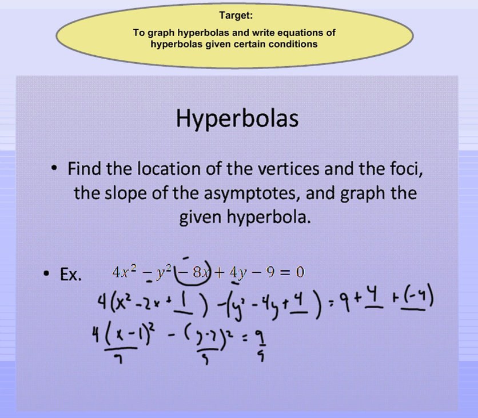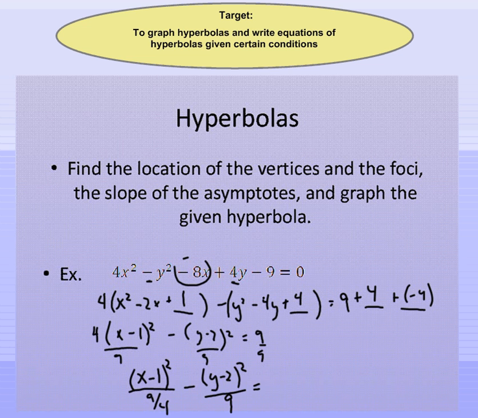How we simplify this now is we move that 4 down below. How many times was 4 going into 9? So it looks like this: x minus 1 squared over 9/4, and we do want to write it like that, minus y minus 2 squared over 9, and it equals 1.